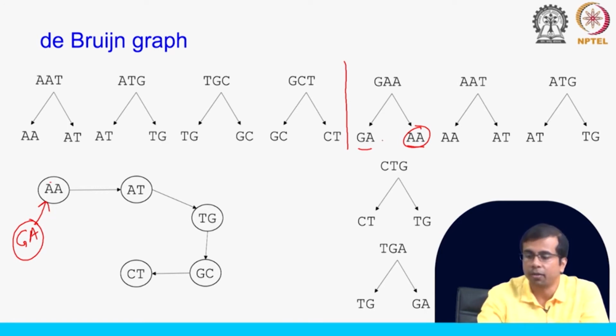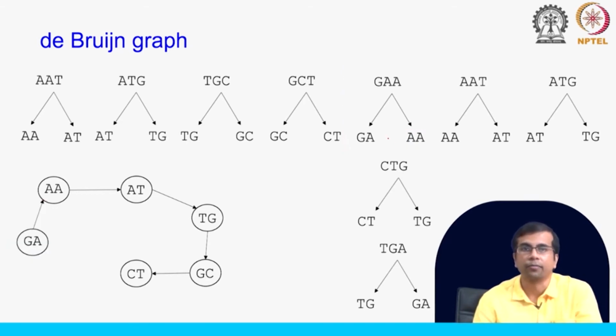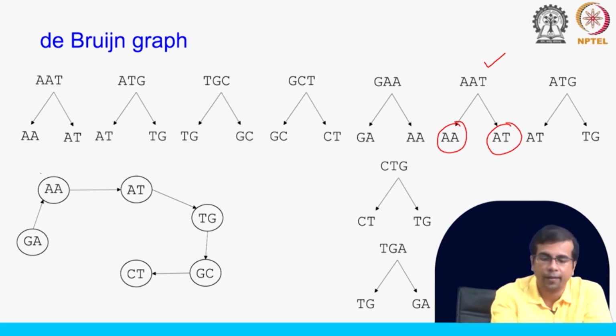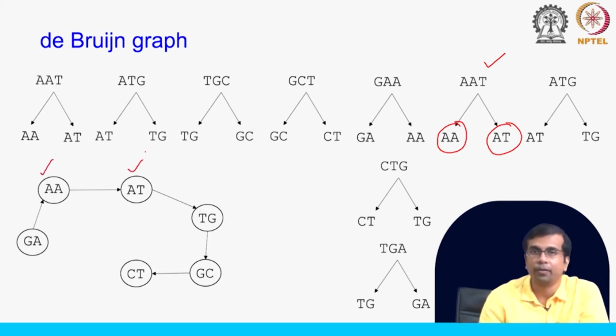So, the direction is always from the left to the right k minus 1 mer, for the reason that we have already discussed. Okay. So, what we do is we have added this and we can now go into this one, AAT. For AAT, what you see is that we have AA k minus 1 mer and AT k minus 1 mer. If you check the overlap graph, you will see that both these nodes exist in the graph. You have AA and you also have AT. What do you do?